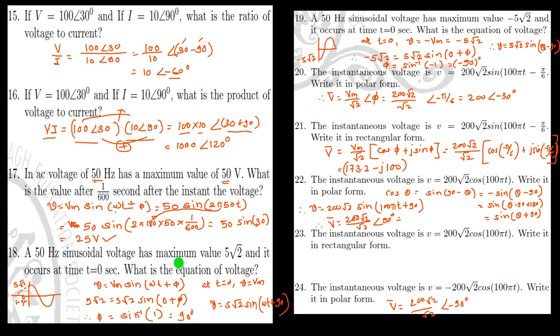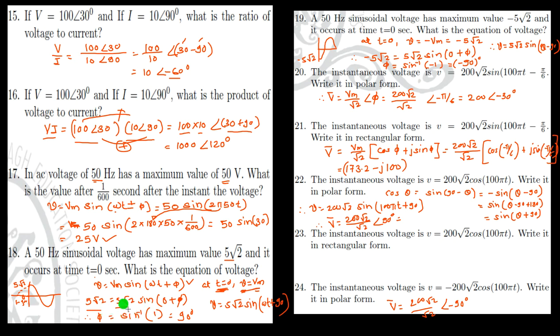A 50 hertz sinusoidal voltage has the maximum value of 5 into root 2, and it occurs at time t is equal to 0. What is the equation? So V is equal to Vm sine omega t plus phi. It is a standard equation. At time t is equal to 0, V is equal to Vm. It is given in the problem: it has the maximum value of 5 root 2, and it occurs at time t is equal to 0. So at time t is equal to 0, V is equal to Vm. So substituting V is equal to Vm, it is 5 root 2 by 5 root 2.